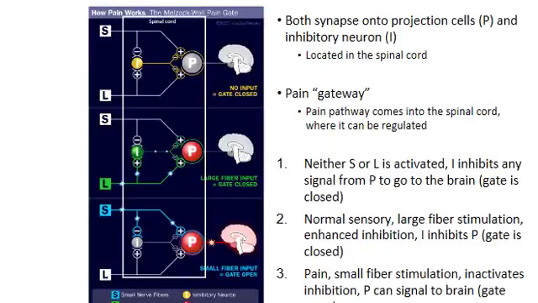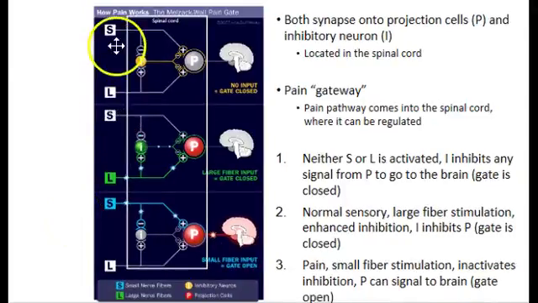However, in the bottom panel, the small nerve fiber is activated. The neuron synapses with the interneuron, inhibiting it, and therefore GABA will not be released from the interneuron. The projection neuron will be activated since there's no GABA from the interneuron inhibiting its activation, and then the signal will be sent to the cortex, and so pain will then be perceived. And so now we can say this pain gateway is open. And then just to recap, S is for the small neuron, L is for the large neuron, and I is for the interneuron.